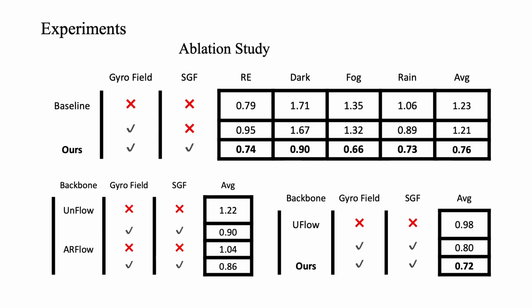Here is our ablation study on the GOF benchmark. In the first table, we find that the proposed gyro field and self-guided fusion can individually improve the performance. While combining them together, the performance can be further improved. In the second table, we find that a noticeable improvement can be achieved after inserting our SGF module into a different backbone.